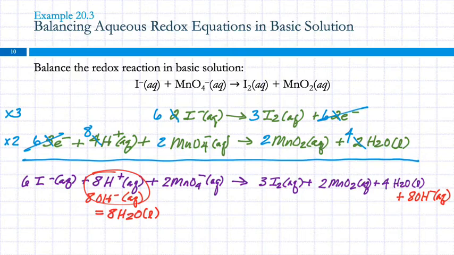Do I have water anywhere else? I've got 4 waters over here. We don't need 4 here and 8 there. We could remove 4 of them. So I'm going to subtract 4 waters from each side. And now I can write my final equation.